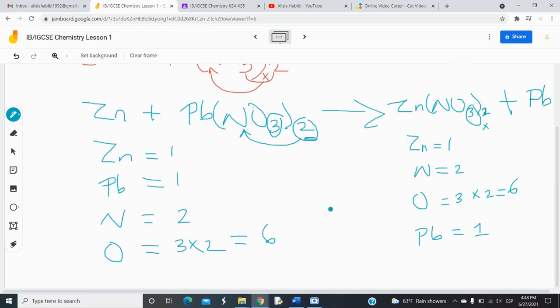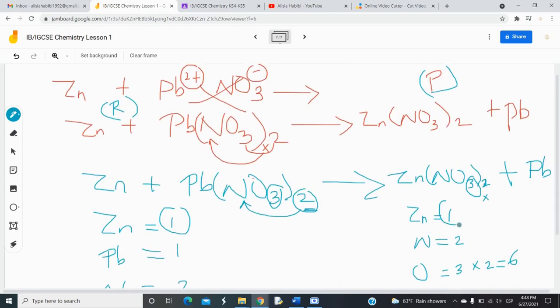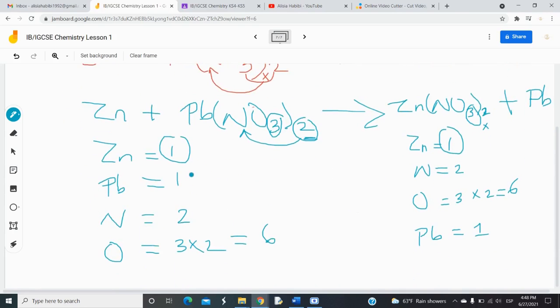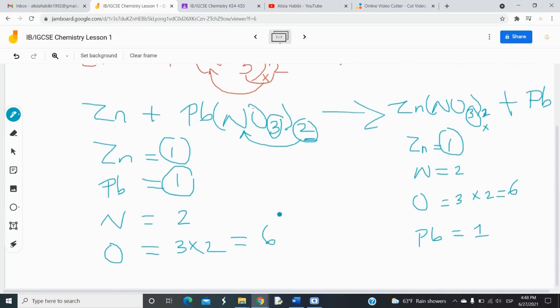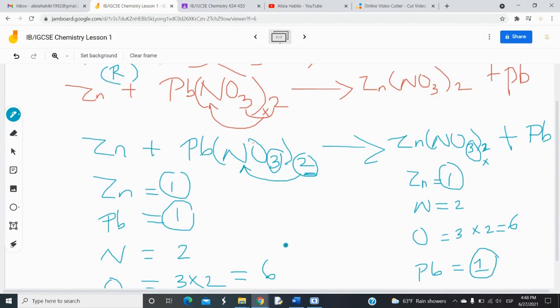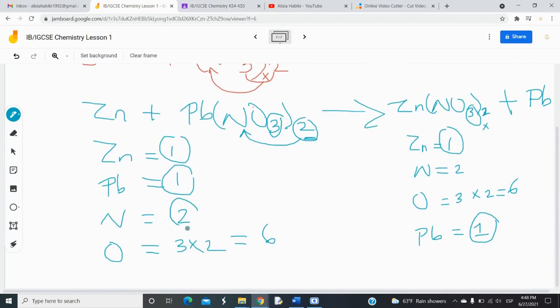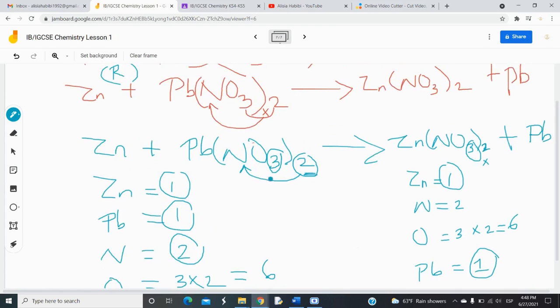So now this is pretty much what we have. We have 1 atom of zinc on the reactant side and 1 atom of zinc on the product side, which is balanced. 1 atom of lead on the reactant side and 1 atom of lead on the product side, which is also balanced. We have 2 atoms of nitrogen on the reactant side and 2 atoms of nitrogen on the product side, which also makes it balanced. And we have 6 atoms of oxygen on both sides, which is balanced. So this equation does not need any balancing because it is already balanced, guys.